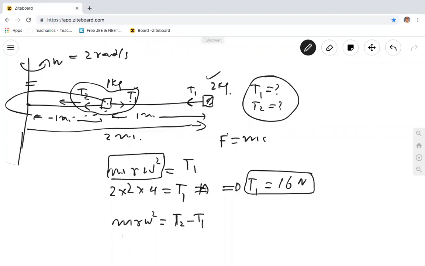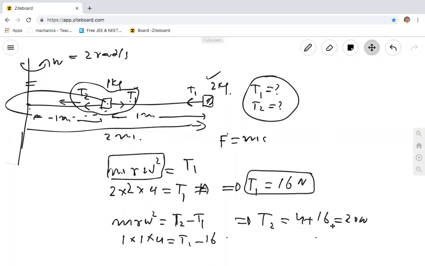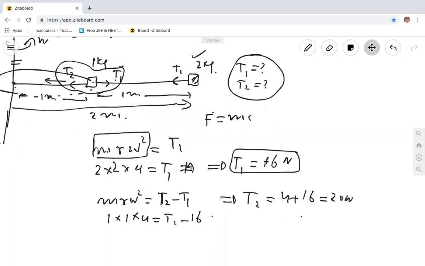So m is 1 kg, r is 1 meter here, and omega square is 4, is equal to T2 minus 16. So T2 is equal to 4, on the left side 16 gets added, 20 newtons. And look carefully, T2 is greater than T1. That is the answer. It's a good question. It has been asked in previous exams.